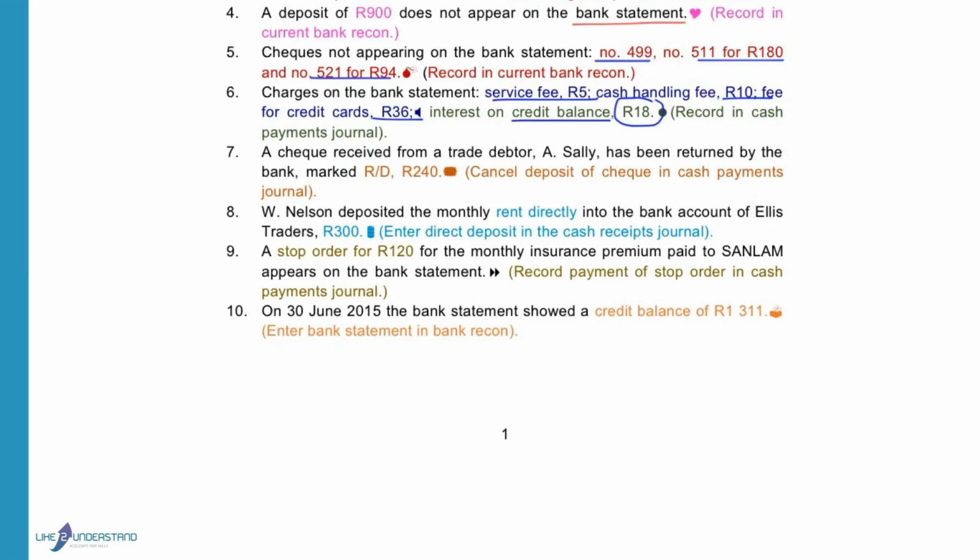A check received from a debtor has been returned by the bank marked RD 240. So when we receive this check, we record it in the cash receipts journal. If this check is returned by the bank, whether it was because of insufficient funds, post-dated check, check that matured, or a mistake on the check, it doesn't matter for what reason they sent the check back, then we must cancel this deposit of the check in the cash payments journal to show that we don't have the money in the bank anymore.